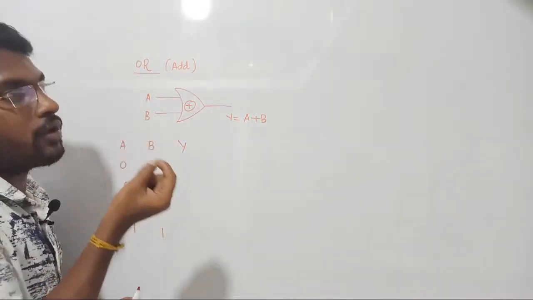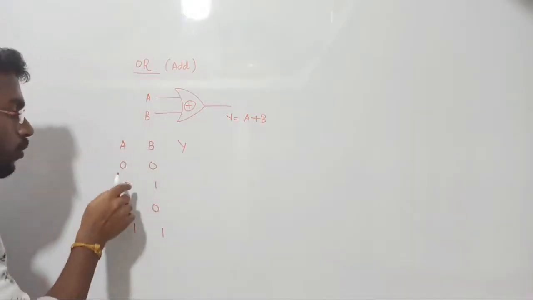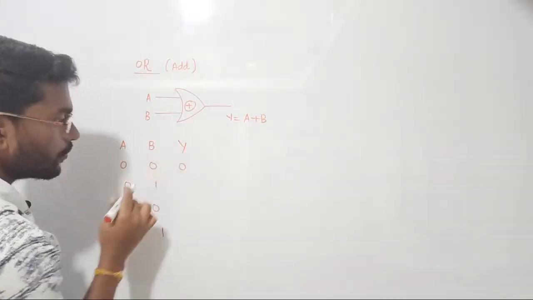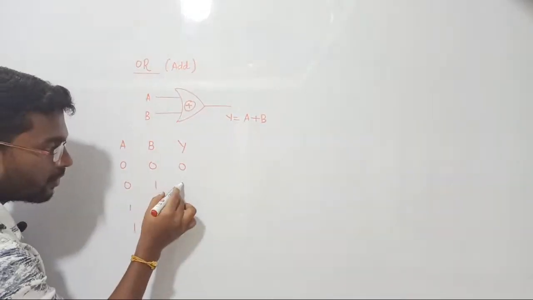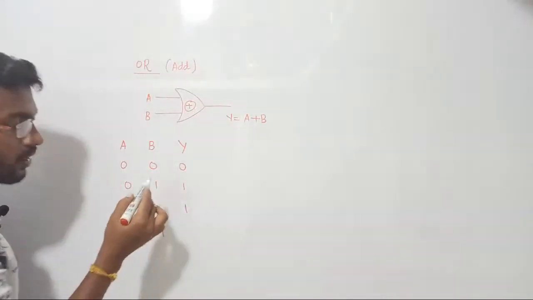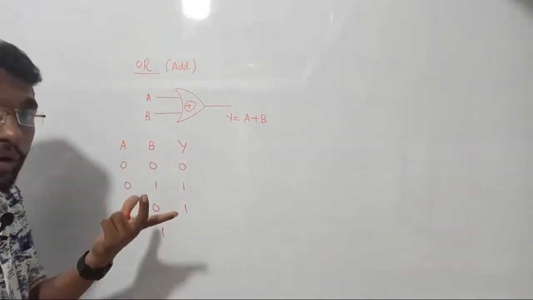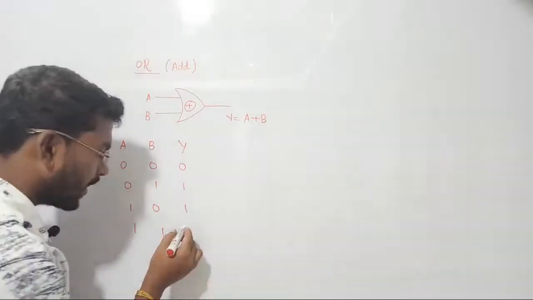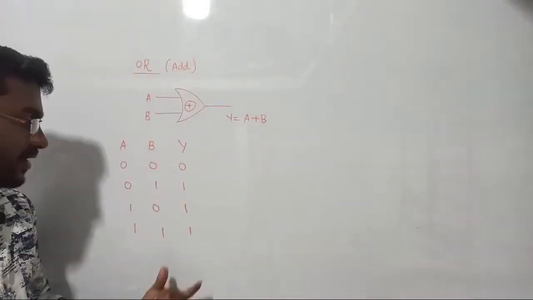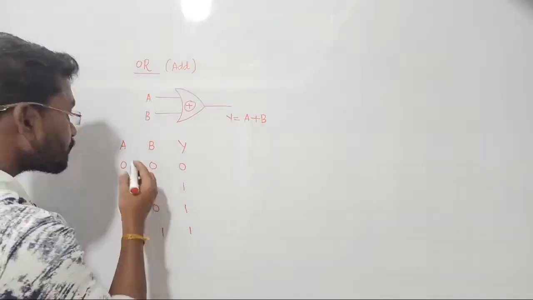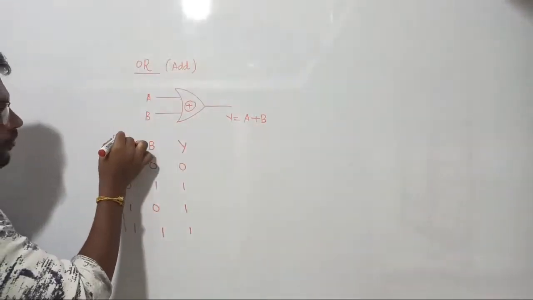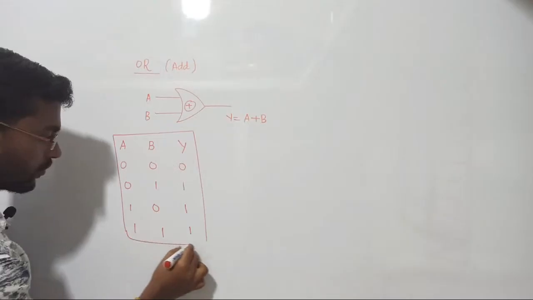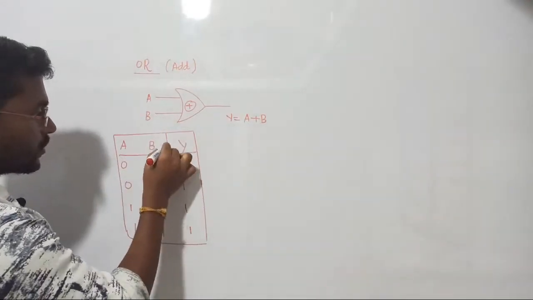In the input, if any one pin's value is 1, the output will be 1. If both are 0, the output is going to be 0. See, at least one pin: if one pin is 1, the output is 1. Even if more than one is 1, okay, that is fine. Yes, this is the output of the OR gate, and we have to design this one, right?